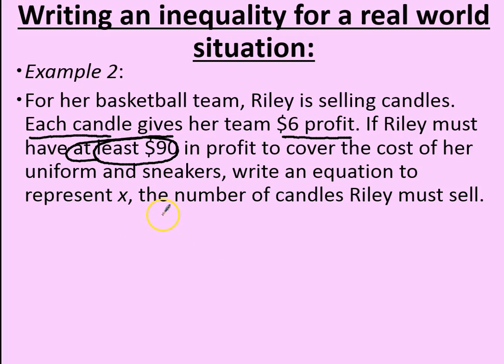So her profit, which is $6 for each candle, so 6x, has to be at least $90. So it could be equal to 90, right? Or it could be more than 90. More than 90 would be fine. Her coach would be happy about that. So 6 times the number of candles that she sells has to be greater than or equal to 90.